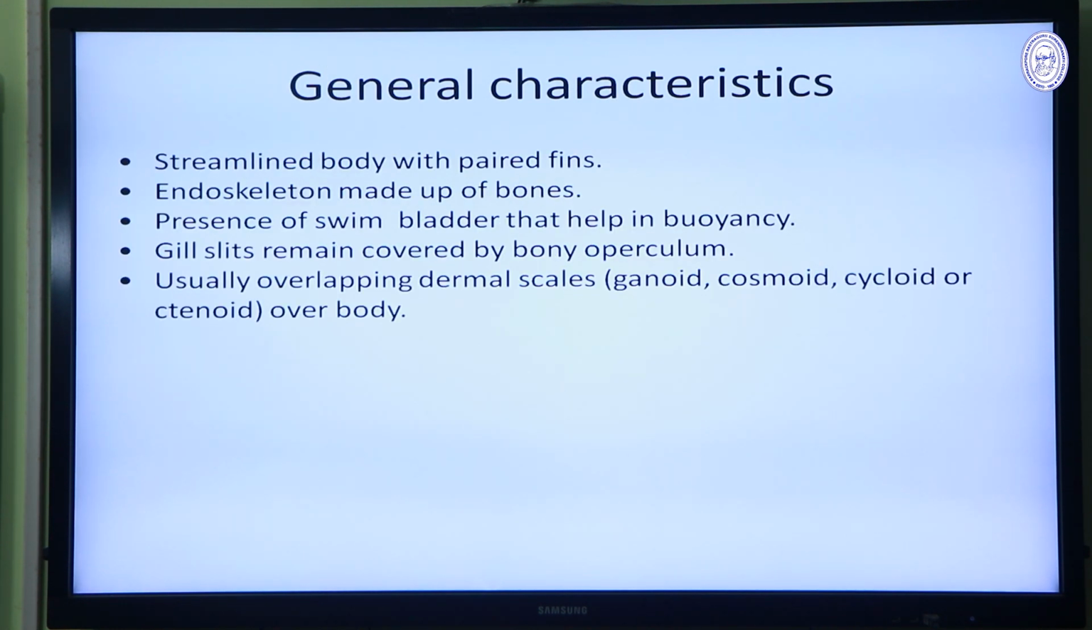The general characteristics of any kind of fish is that they have a streamlined body for the purpose of swimming, and they have paired fins. The exoskeleton is made up of bones. They have a swim bladder. The Chondrichthyes do not have any swim bladder, but Osteichthyes have a swim bladder that helps them to float in the water. Their gills remain covered by an operculum, and the body is basically covered by dermal scales like ganoid, cosmoid, cycloid, ctenoid.